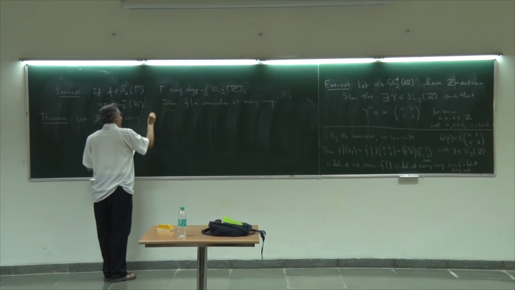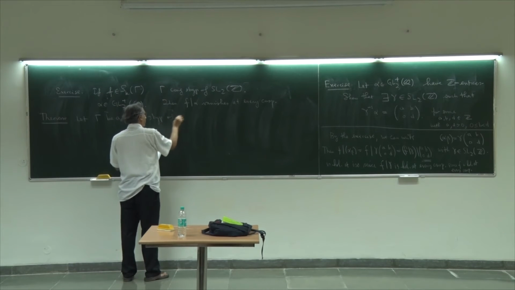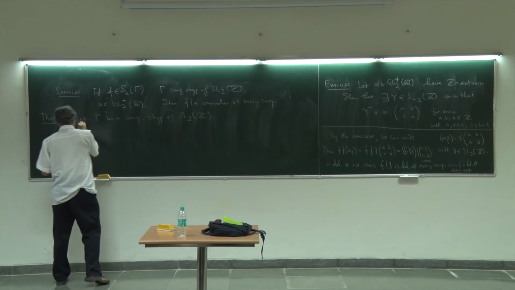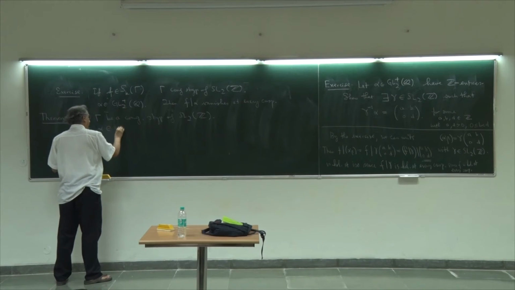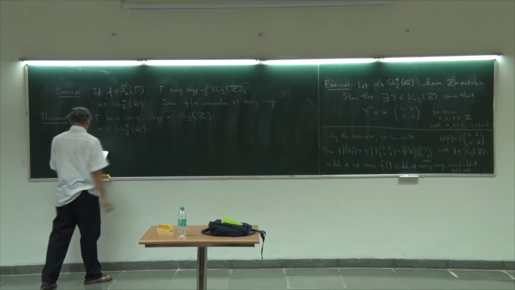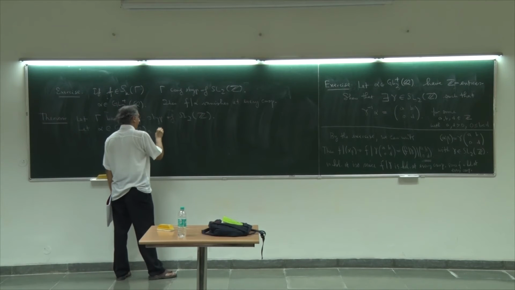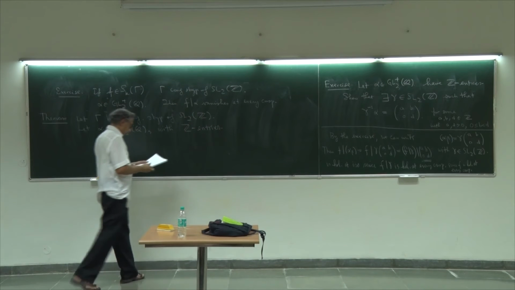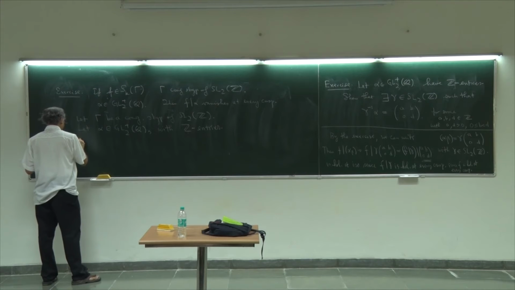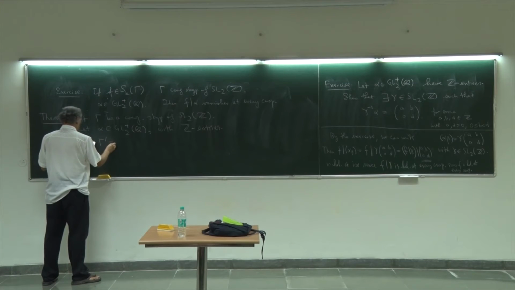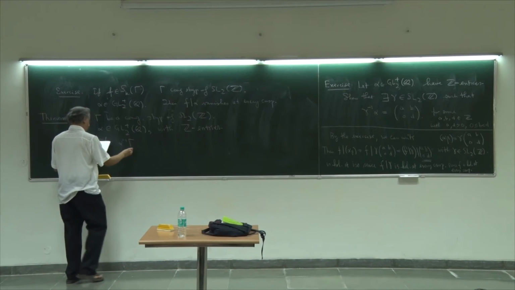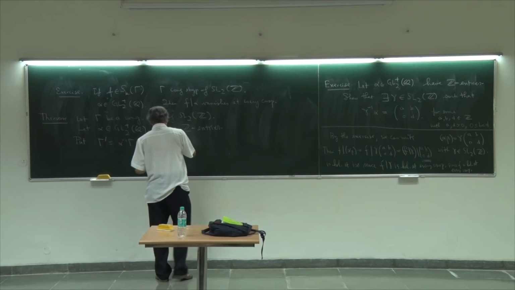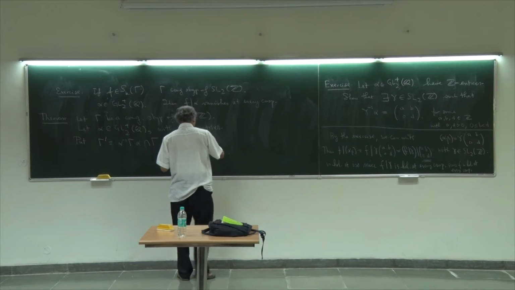Let Gamma be a congruence subgroup of SL2Z. Let alpha be in GL2 plus Q, and suppose that alpha has integer entries. Put Gamma prime to be alpha inverse Gamma alpha intersect Gamma. Then Gamma prime is also a congruence subgroup.